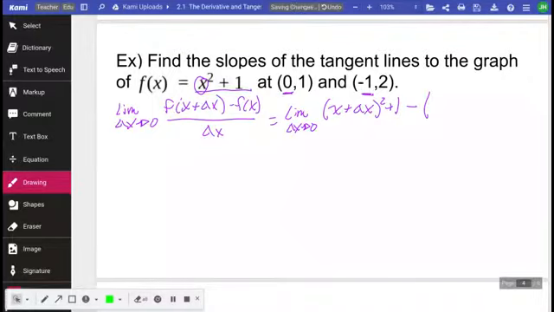Well, I'm plugging in x plus delta x, so nothing has to change, so I'll just keep it as is. That all over delta x. Now, where most people miss this is you actually have to FOIL that x plus delta x squared.